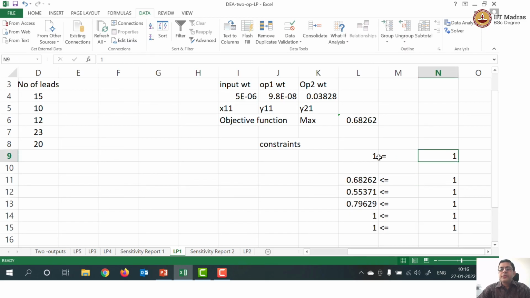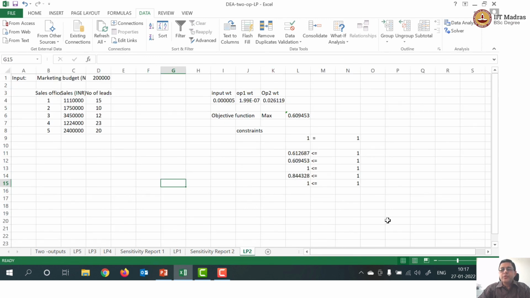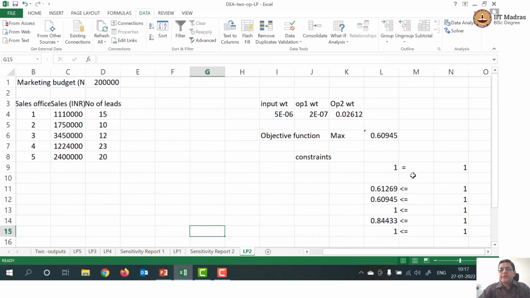So here we are able to say that even when the first sales office had the freedom to choose any output weight and any input weight, the maximum efficiency they are able to quote is only 68%, and clearly this sales office is not efficient. Very similarly, sales office 2 is able to report an efficiency of only 61% approximately, and clearly even sales office 2 is not efficient for this particular data.